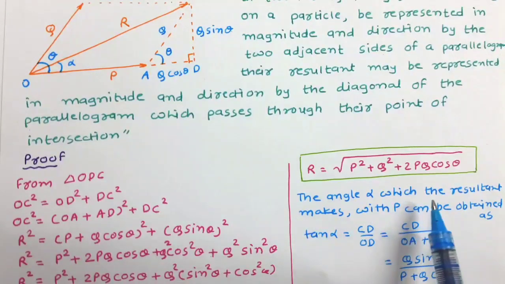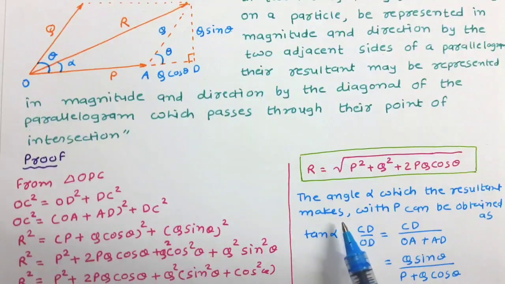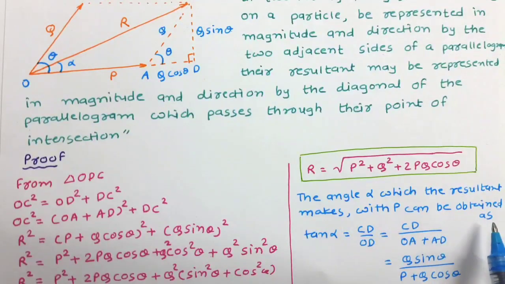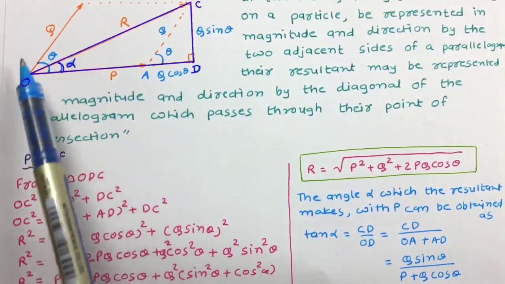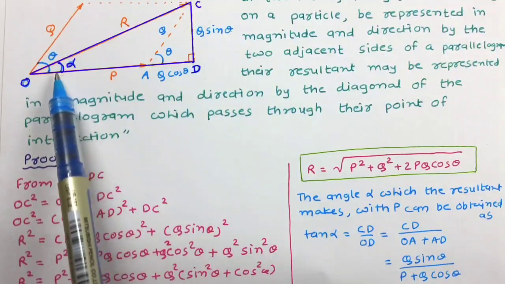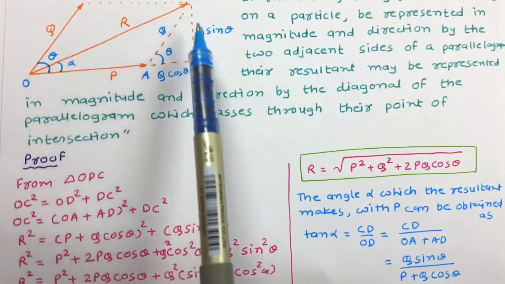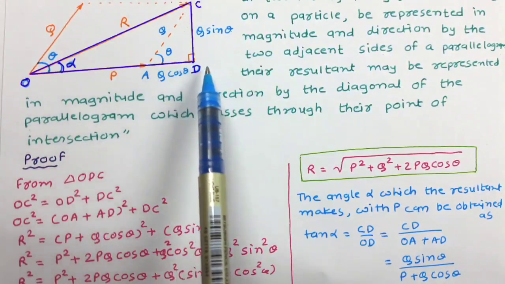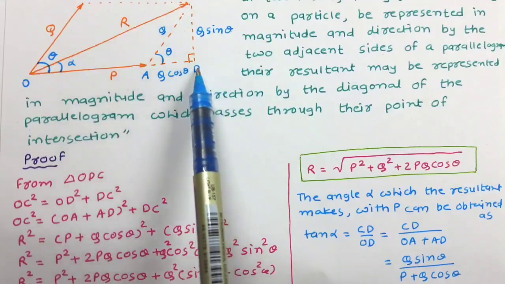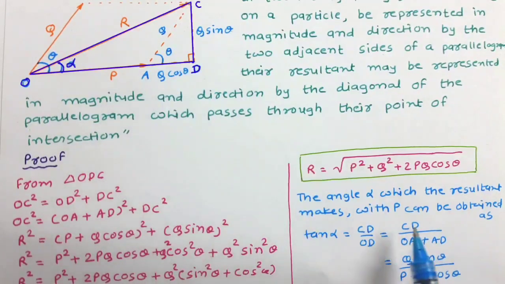So the angle alpha which the resultant makes with P can be obtained as, here in this triangle we can take tan alpha. Tan alpha is equal to the opposite side divided by the adjacent side. So it will be CD upon OD. So that is written here, CD upon OD.